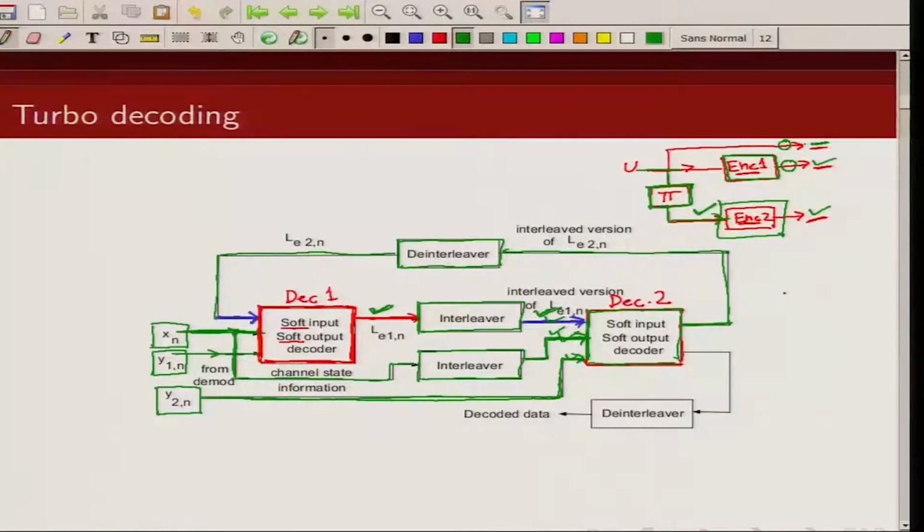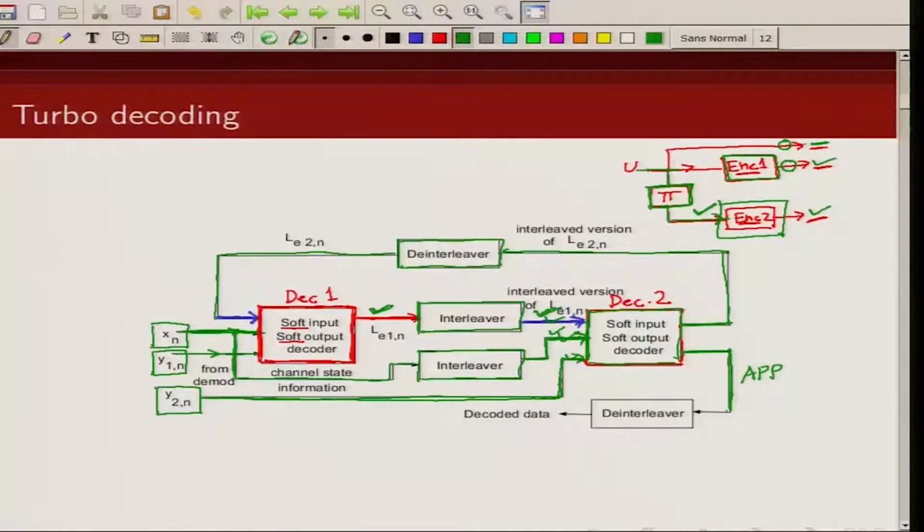So this is an iterative process which goes on, and after a fixed number of iterations, or you can use some stopping criterion, finally you take some decision. So I can take the decision, let's say, from the second decoder. So this is my a posteriori probability.